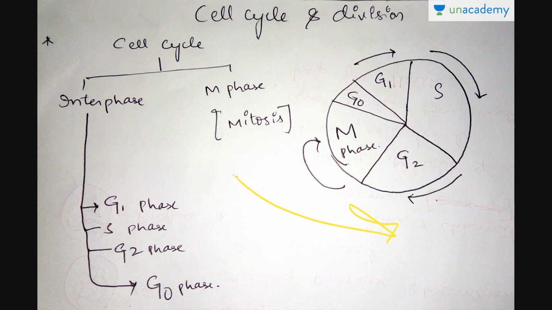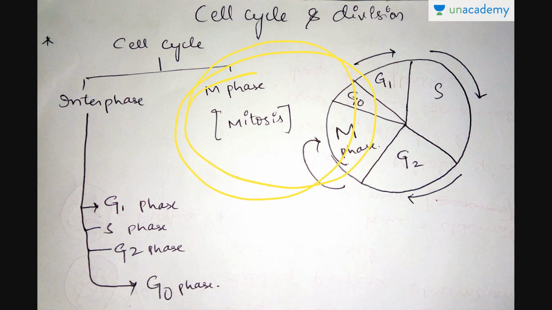So generally the cell cycle and division process occurs in two types. First is called mitosis and another one is called meiosis. Okay, the cell can choose any way. It can divide through mitosis or it can divide through meiosis. That whole thing depends upon the type of cells which is undergoing the division.